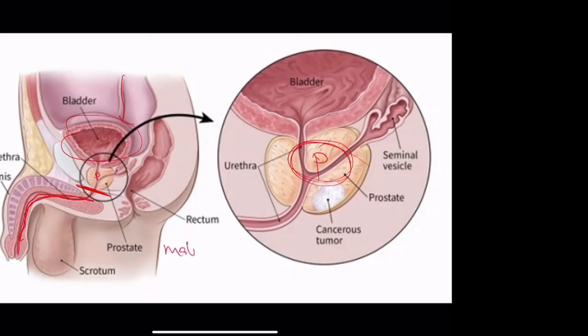Male urethra, 10 to 15 cm. Female, 1 cm. We have two sphincters for male. Sphincters are basically doors. They are the doors of the urine that prevent urine from coming out. This is one door. There's another one here. Ladies, I'm sorry, you have only one sphincter.